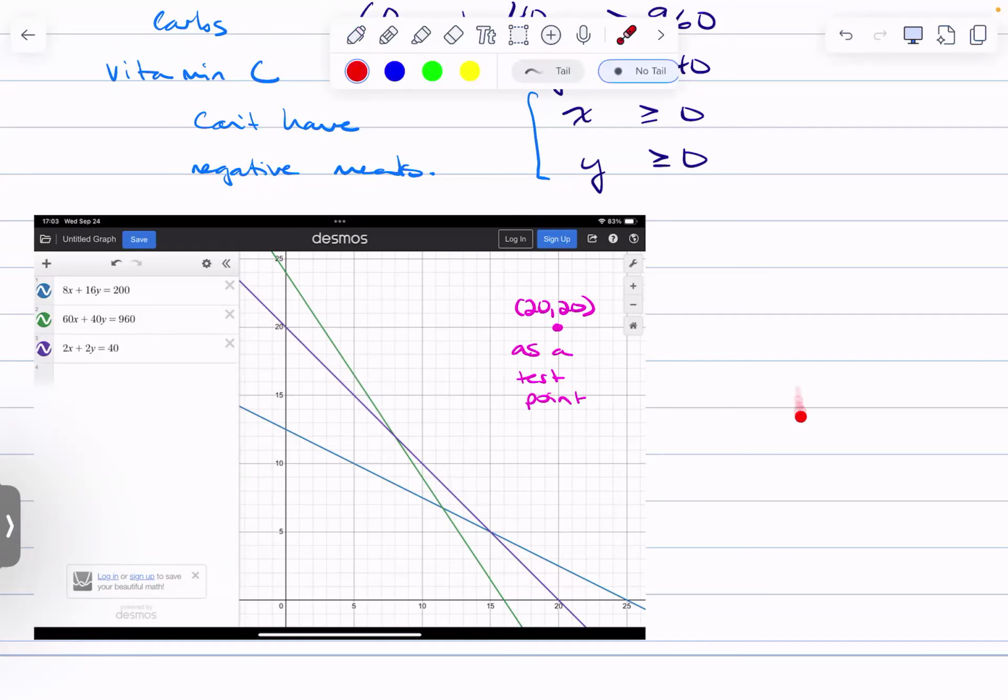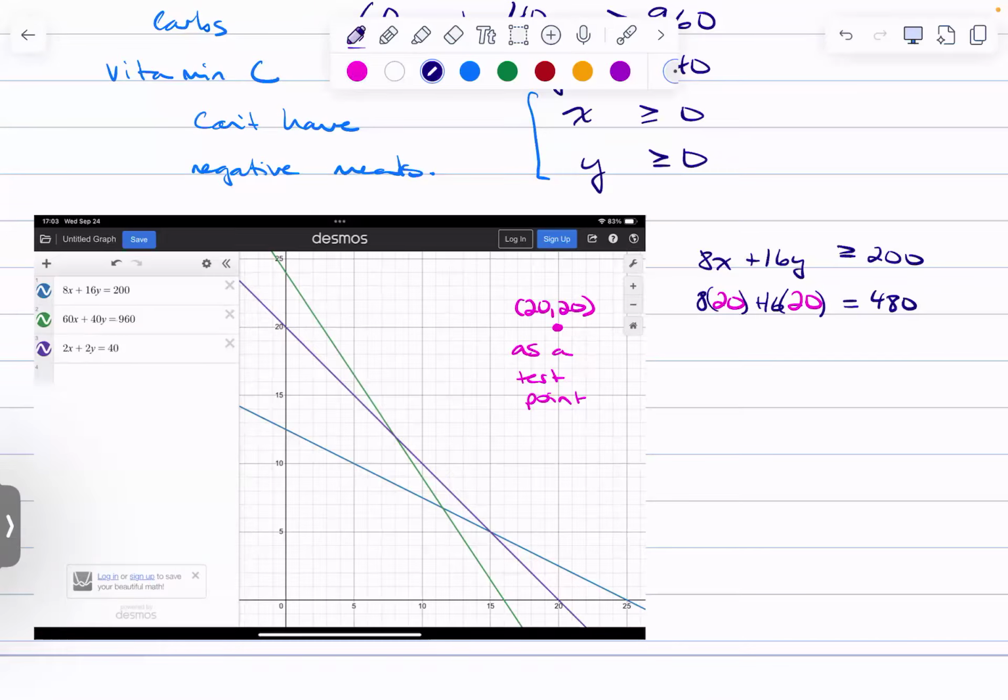So 20, 20 as a test point. Maybe I'll do my test point work over here. For the light blue line, 8x plus 16y has to be greater than or equal to 200. 8 times 20 plus 16 times 20: 16 times 20 is 320, plus 8 times 20, I get 480, which is greater than 200. That was this first blue line here. So that test point is in my feasible set. I suspect all my other arrows will be pointing up as well, but let's confirm.